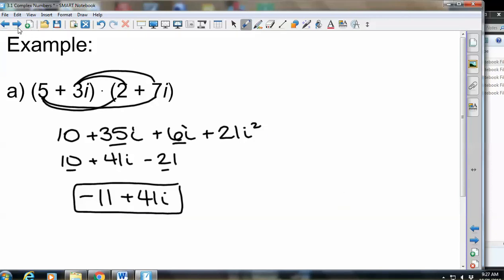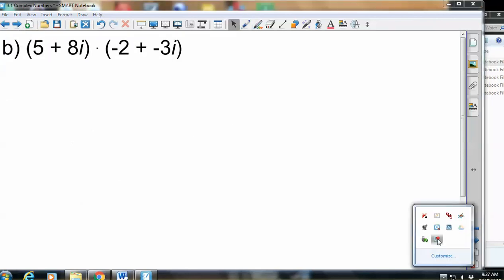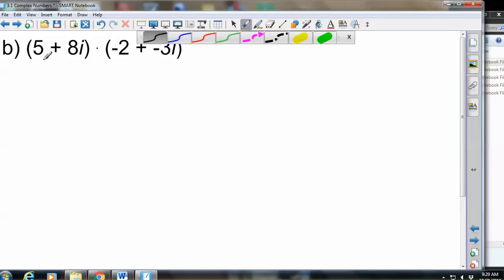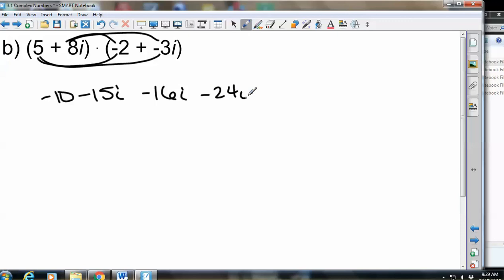Alright, ready for your problem? Okay, so FOIL, and we're going to assume you can multiply, so you get negative 10 minus 15i minus 16i minus 24i squared. So that's negative 10 minus 31i plus 24. So you get 14 minus 31i.